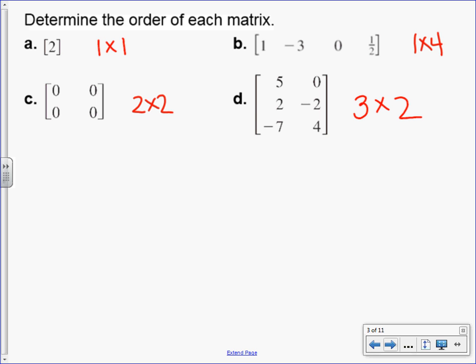This is going to be the first part of your homework. I know this seems very simple, but it is very important because when we talk about adding, subtracting, and multiplying on Wednesday, order is going to be a very big deal. We can only add when we have a certain kind of order.